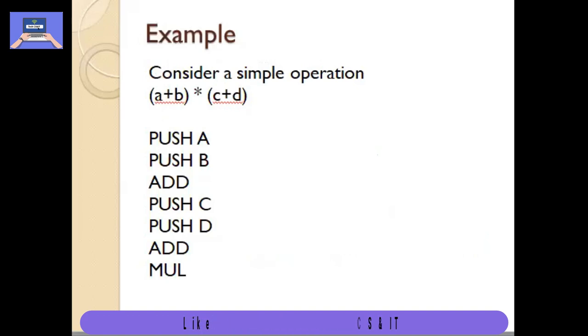So for implementing these kinds of instructions, register stack organization is helpful. If we have a simple operation, A plus B, the same example that we saw, but without storing it in any value, we just have to perform the operation. This is how the stack organization will perform: we push A and push B, and then we add them both. Then we push the operands C and D, and then we add them, and then we multiply all of this.